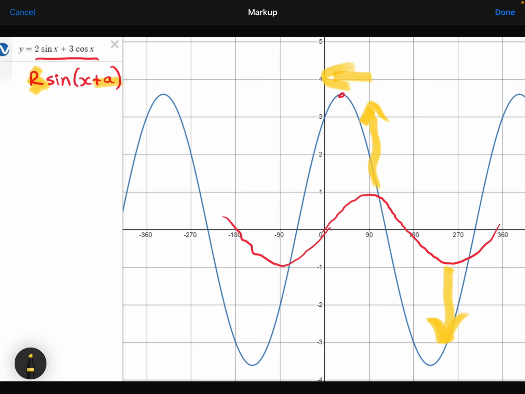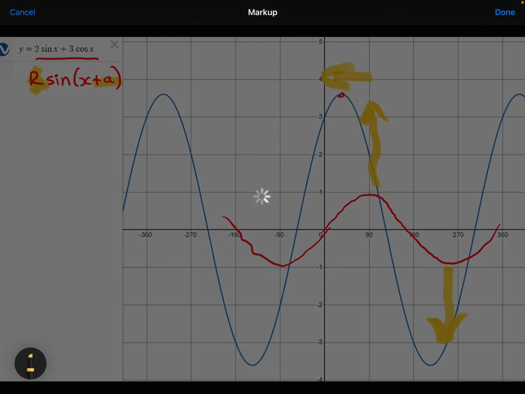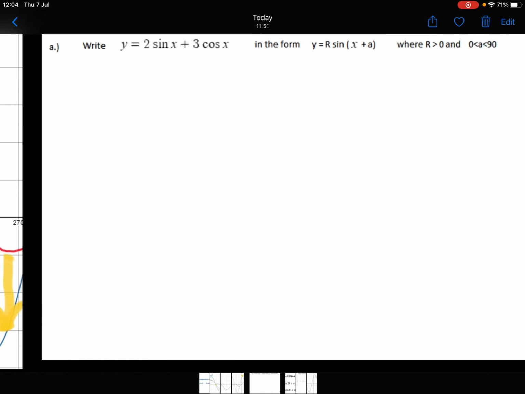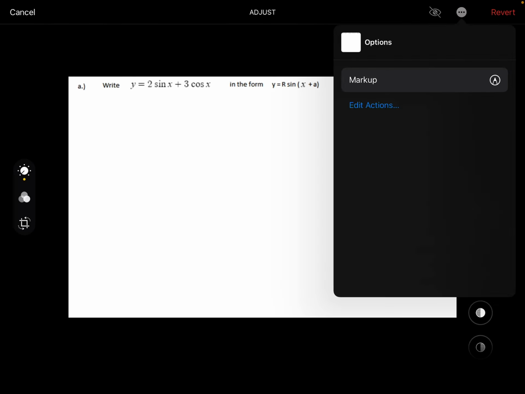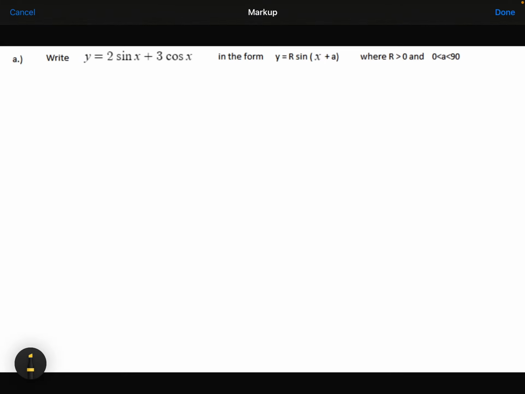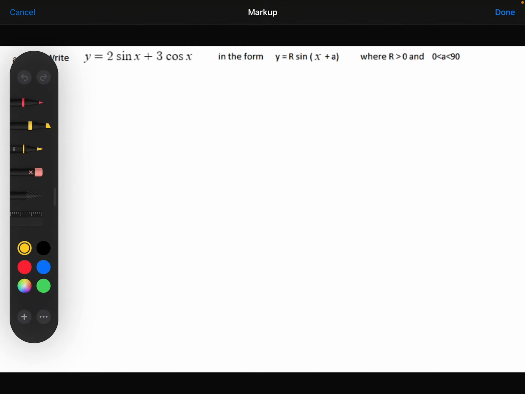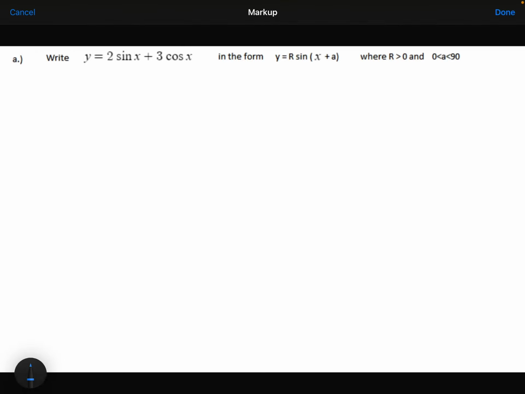The question is, what is the r and what is the a? Let's figure those out. So I want to write y equals 2 sine x plus 3 cos x in the form of y equals r sine (x plus a), where r is a positive number and a is between 0 and 90. So basically I need to figure out what r and a are going to be.